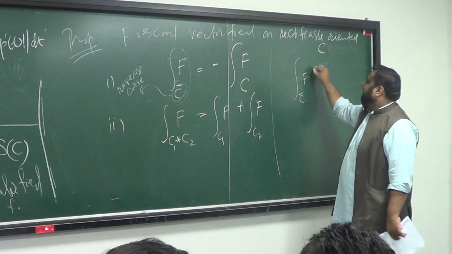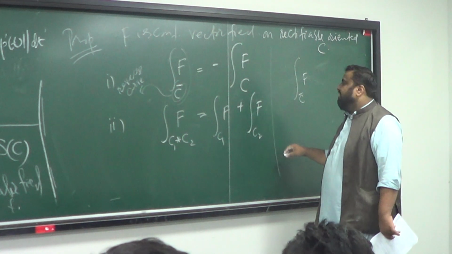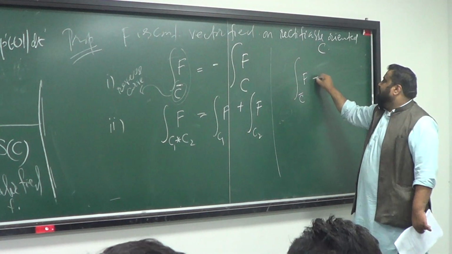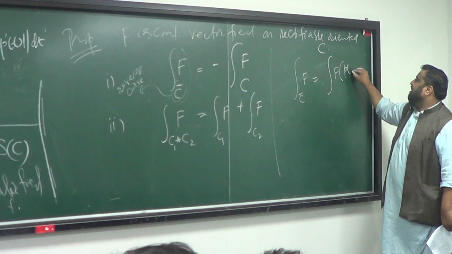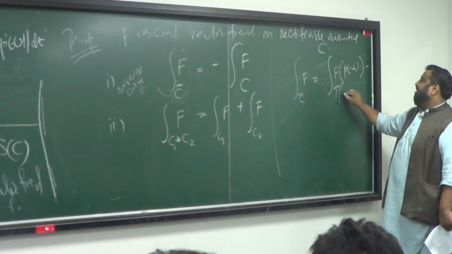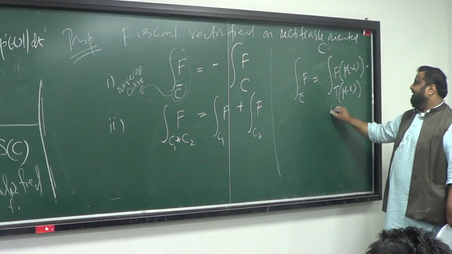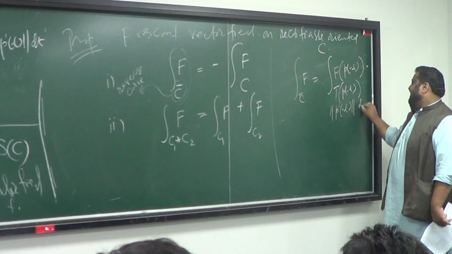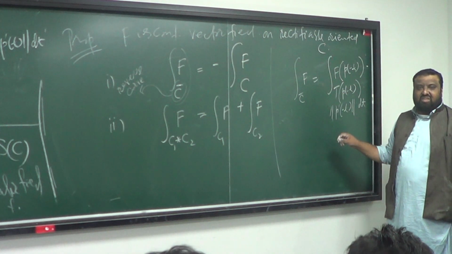C bar F. So what is the parameterization of C bar? It would be P bar, but P bar is P of minus T. That's what it is. So if I want to write it in terms of the integral, this would be F of P of minus T multiplied by dot product with the tangent vector of P of minus T multiplied by the norm of P prime of minus T, and dt, and the integral would be from where to where? B to A? Minus B to minus A.